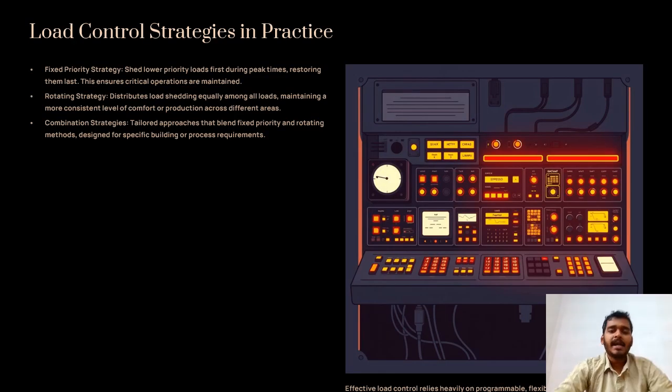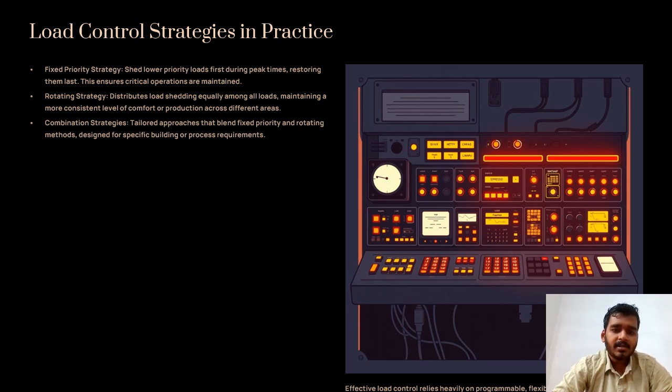So, load control strategies in practice. Fixed priority strategies: shed lower priority loads first during peak times, restoring them last. This ensures critical operations are maintained.